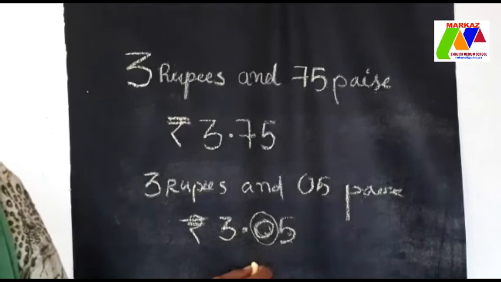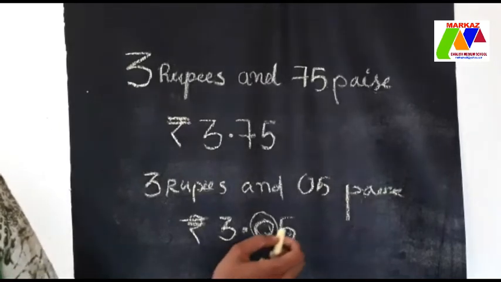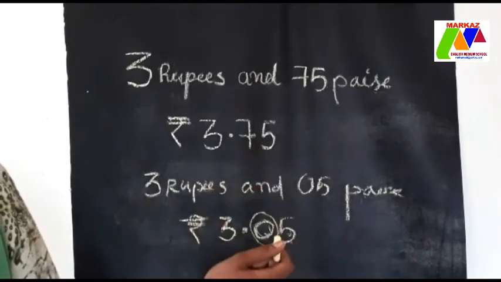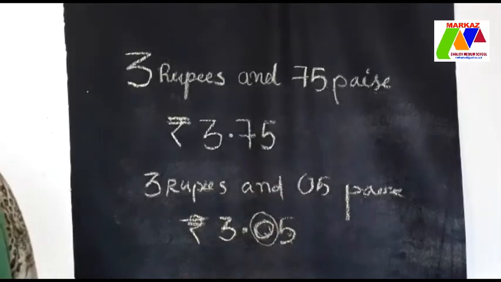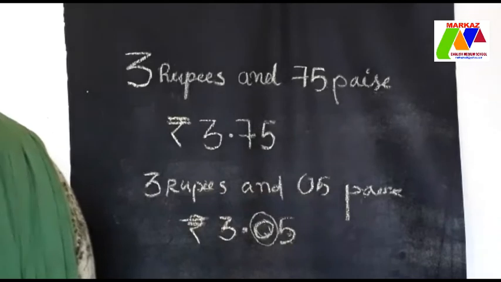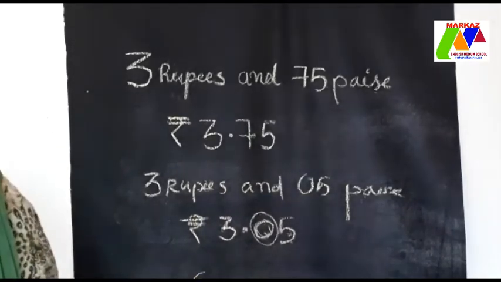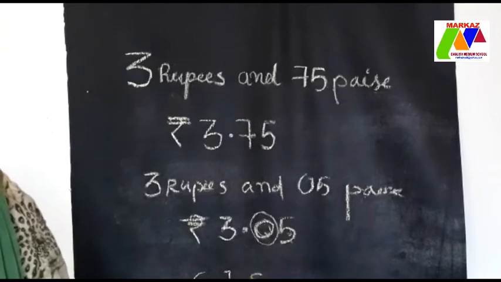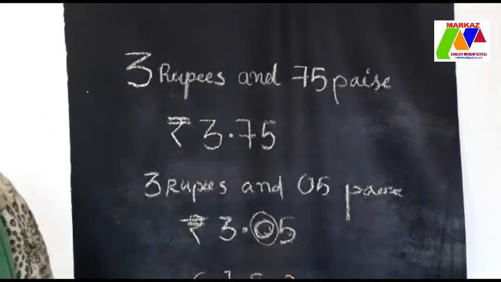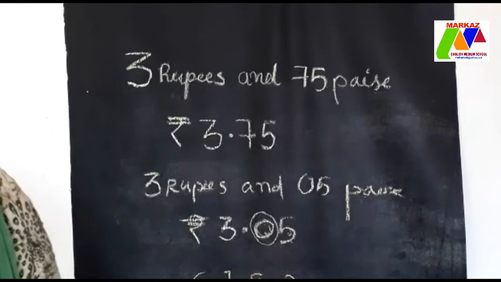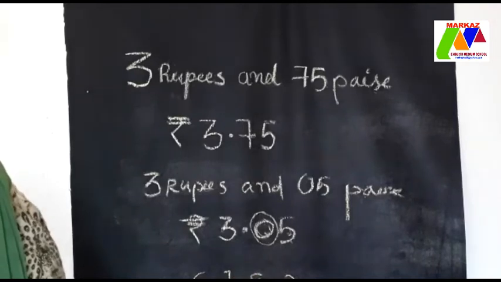Most of the students make mistakes in writing 50 paise and 5 paise. So students keep in mind, if the paise is less than 10, the paise is 6 or 7 or 8 or 3, less than 10, we have to add a 0 after the point.